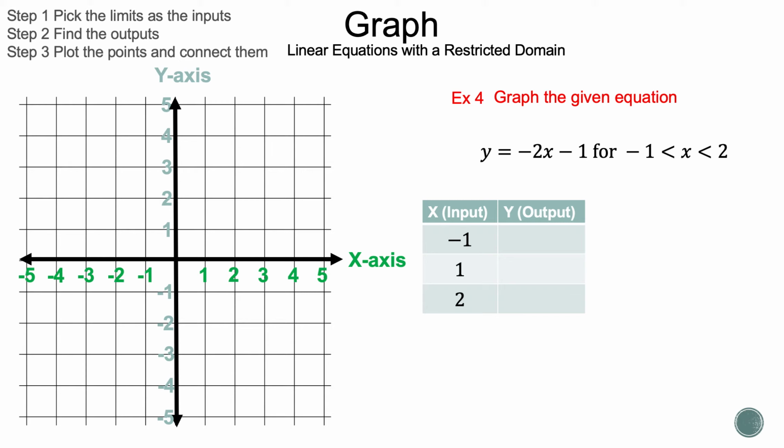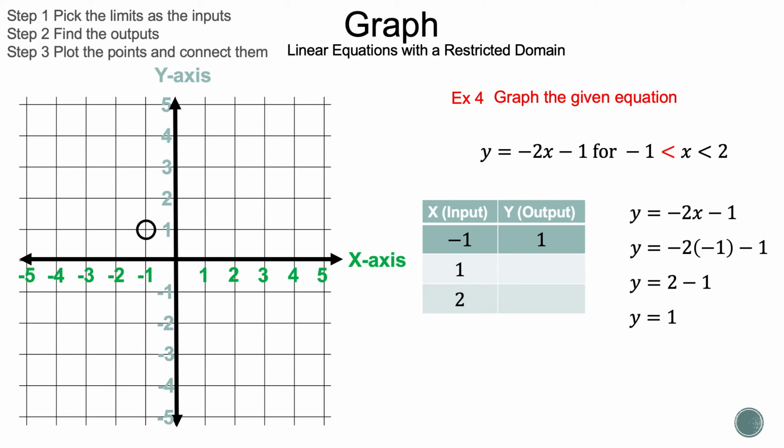So let's go ahead and start showing our work. Let's rewrite the equation. Y is equal to negative 2x minus 1. Let's substitute negative 1 into the equation. So now we have negative 2 times negative 1 minus 1. And negative 2 times negative 1 is positive 2, because when you multiply two negative numbers, they become positive. So now we have 2 minus 1, and the result of that is 1. Put that value into the table. So now we have the point negative 1, 1. Let's go ahead and plot that.